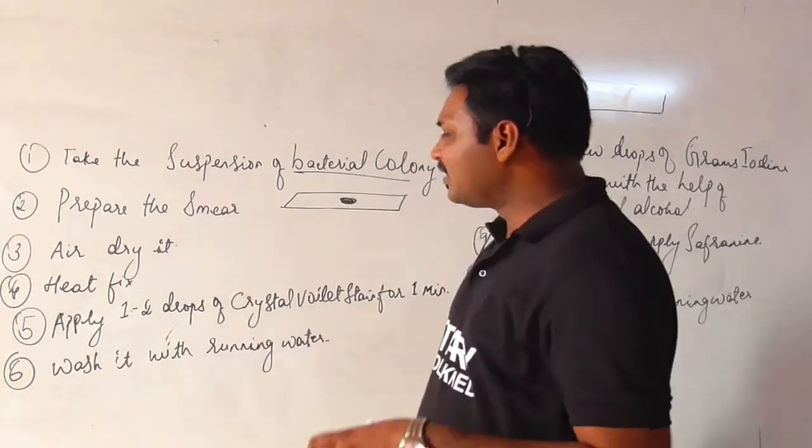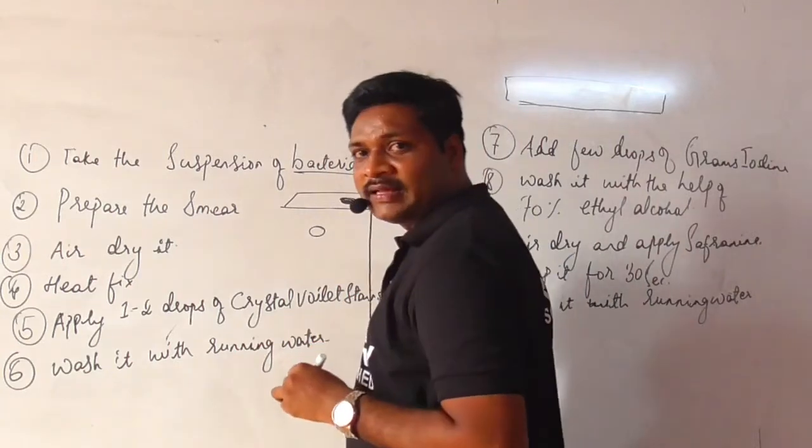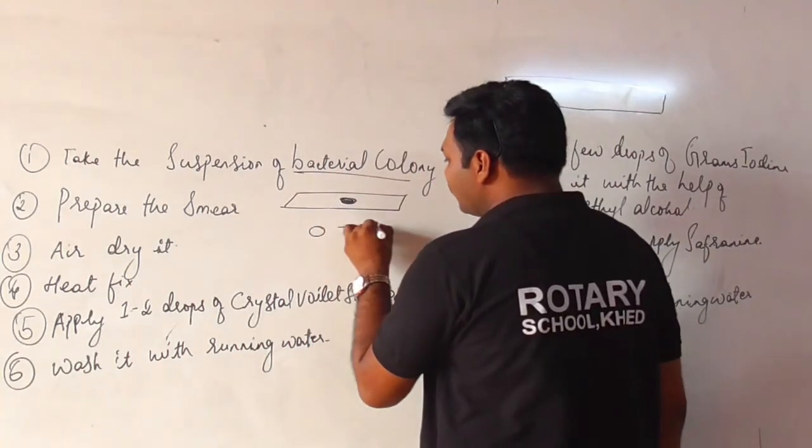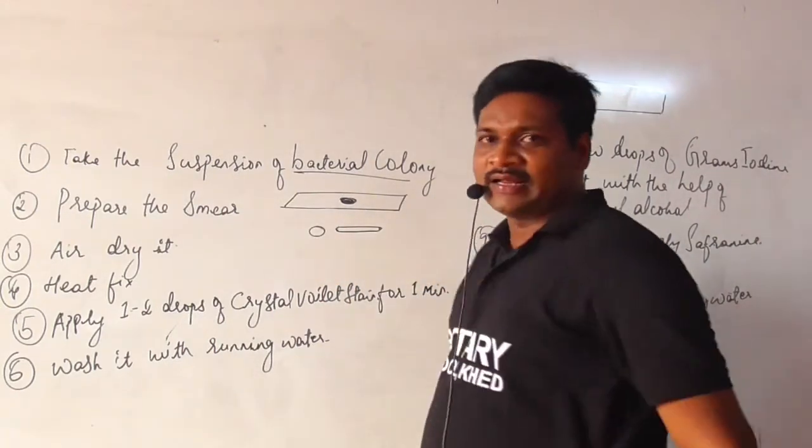When you observe under the microscope, you will see such structures. Either they will be spherical, called cocci, or rod-like structures called bacilli. Now the difference between these is the color change.